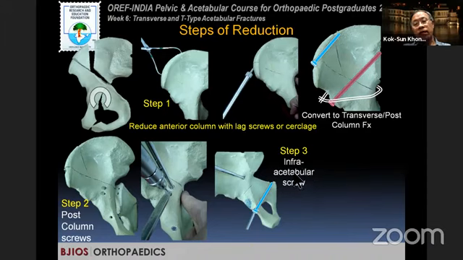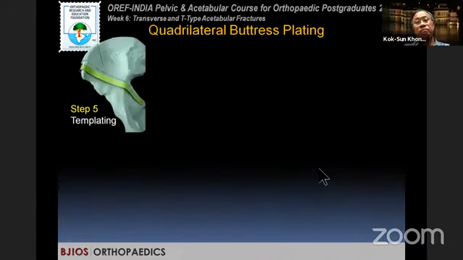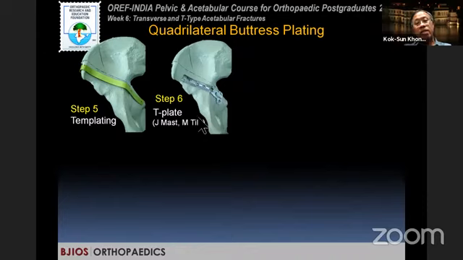Then you can use an intra-acetabular screw, which I showed the last time for key fractures. And finally, you put a neutralization plate. So this buttress plating, again, as I said, Marvin Tile and Jeff Mast have shown this plate. They used a small 4.5 that is very thin, which you have seen John show in one case just now.